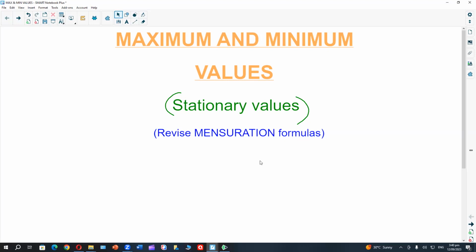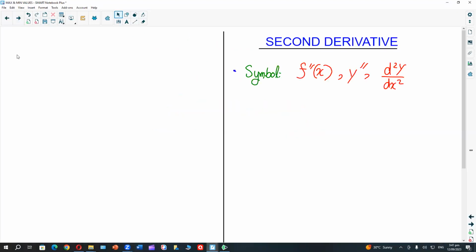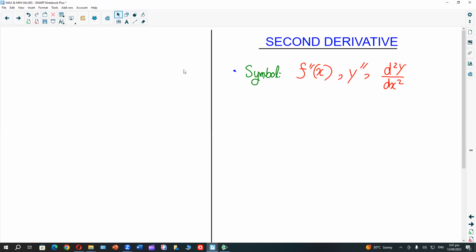Now, maximum and minimum values. What is this concept about? This concept is about functions. Whenever you are talking about differentiation, you can differentiate a function multiple times. When you differentiate a function first time, you get dy upon dx. But when you differentiate a function second time, you get d2y upon dx2. This is called the second derivative. You have to copy this in notes.